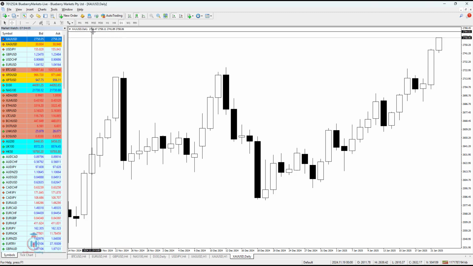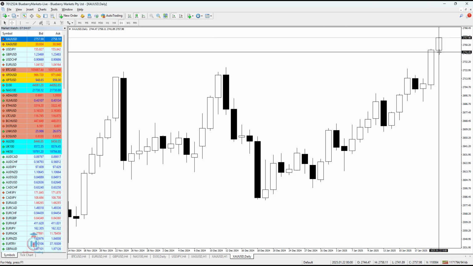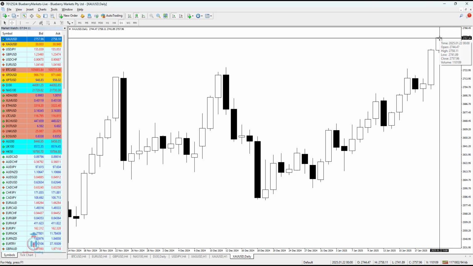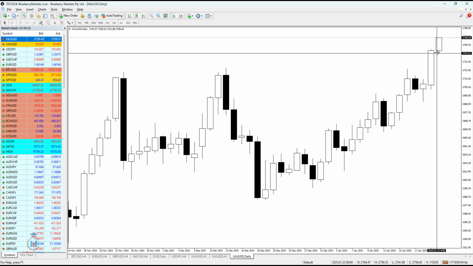We can see that 2744.47 is the open price. 2758.33 is the highest price. Then we have 2741.89, which is the low price, and the close is still active because this day has not ended.